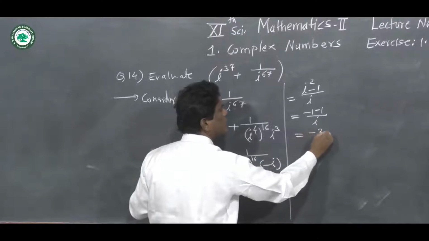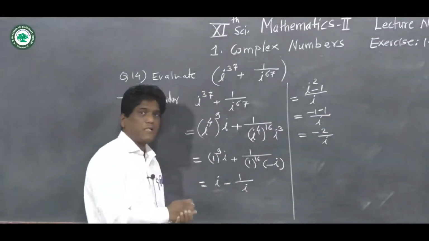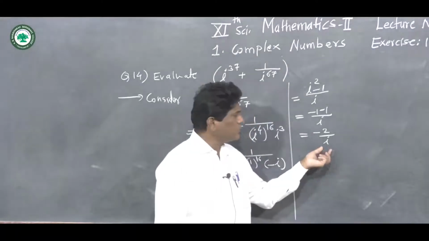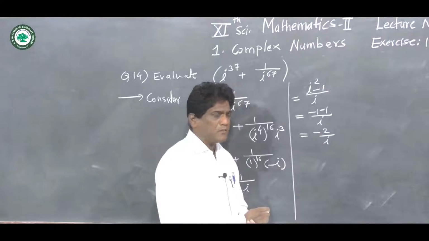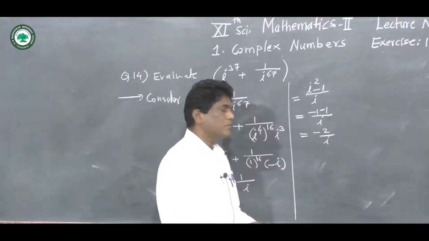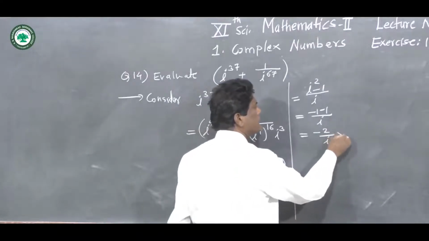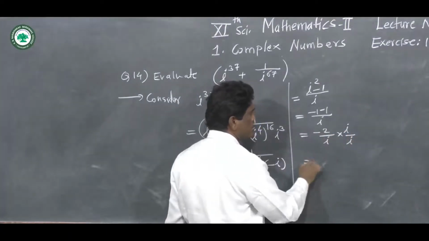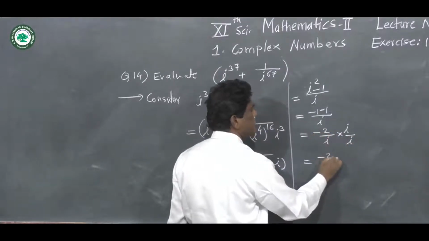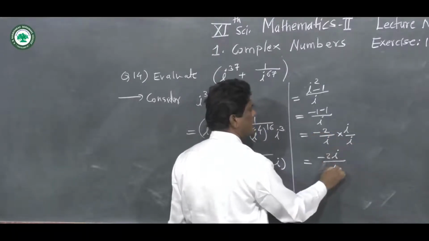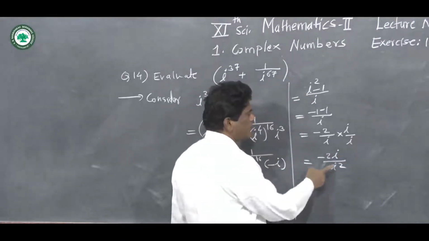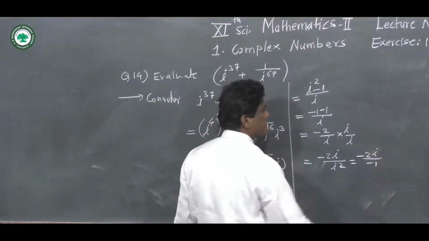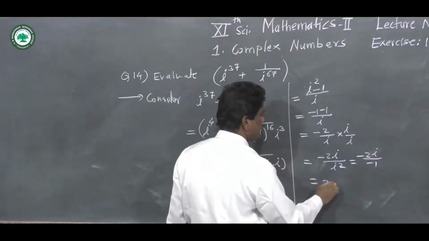So minus 2 upon I. When there is I in the denominator, we have to remove this I. We multiply numerator and denominator by the conjugate, but here multiply by I. If we multiply by I, then also we can remove I from the denominator. So we get minus 2 into I, that is minus 2I, divided by I into I, I square. Now I square is minus 1. So we get minus 2I divided by minus 1. Minus minus get cancelled. So we get 2I.